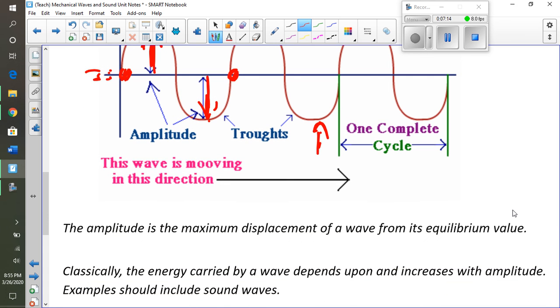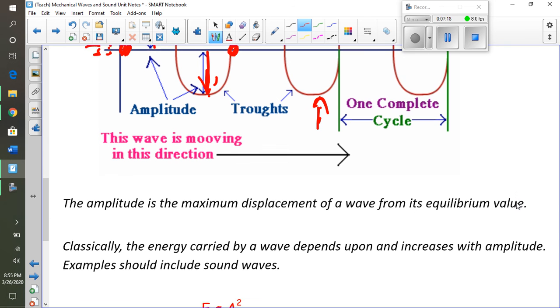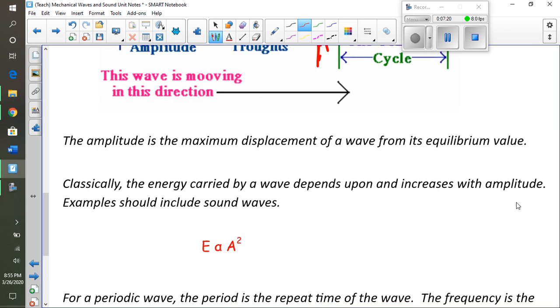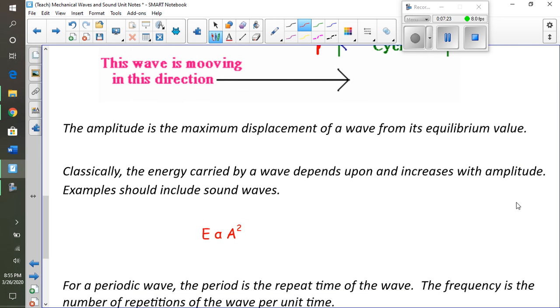Again, amplitude is the maximum displacement from equilibrium. And classically, the energy carried by a wave depends on its amplitude. It looks something like this, where the energy a wave carries is proportional to the amplitude squared. So if I double the amplitude, I actually carry 4 times the energy in that wave.